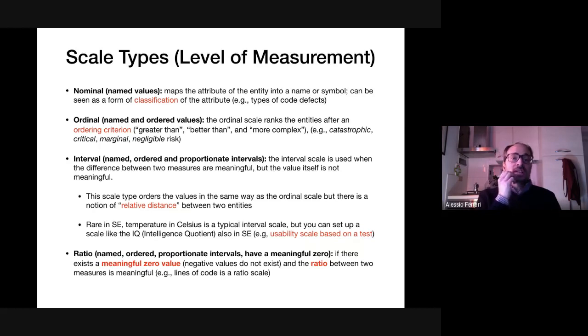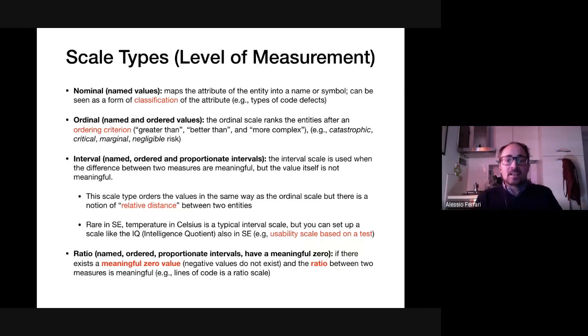Basically, the nominal scale maps the attribute of the entity into a name or symbol. It can be seen as a form of classification of the attribute. So types of code defects is a typical representation. For example, the code defect can be function is overly long, function is overly complex. Of course, in nominal scale, with respect to ordinal scale, you don't have an order. You have just classes, and you don't have an order between the classes.